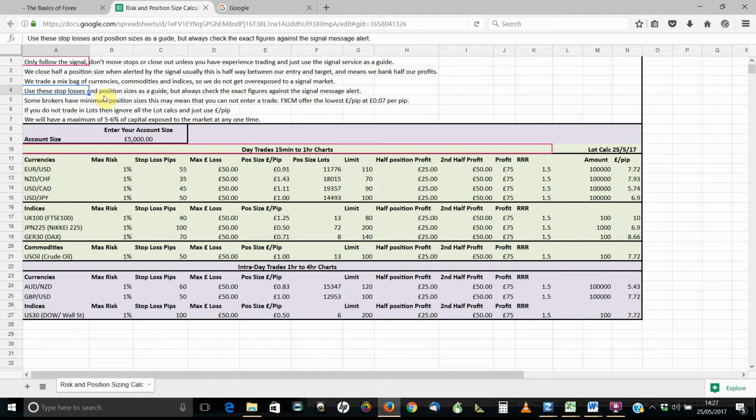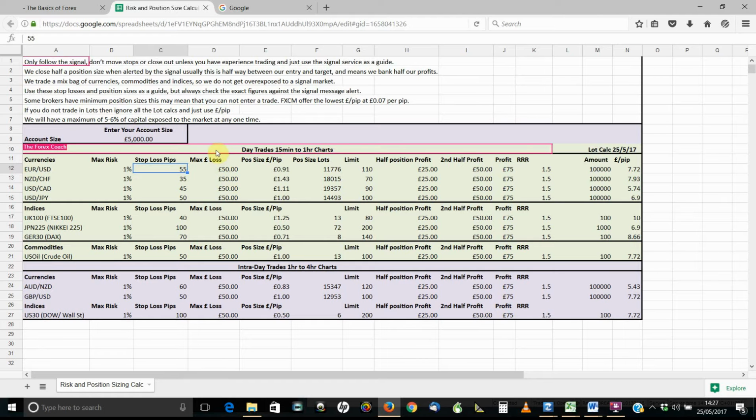Use these stop losses and position sizes as a guide, but always check the exact figure against the signal message alert. So what that means is we've got a basic stop loss and a basic limit order in here for every single pair that we trade. But it might not be 55 pips, it might be 60 pips, for example. It's going to be there or thereabouts, but it will change depending on the support and resistance within the charts. Key aspects of the trading charts that we're looking at and analysing, we will move these slightly. But as a guide, this is going to help you.